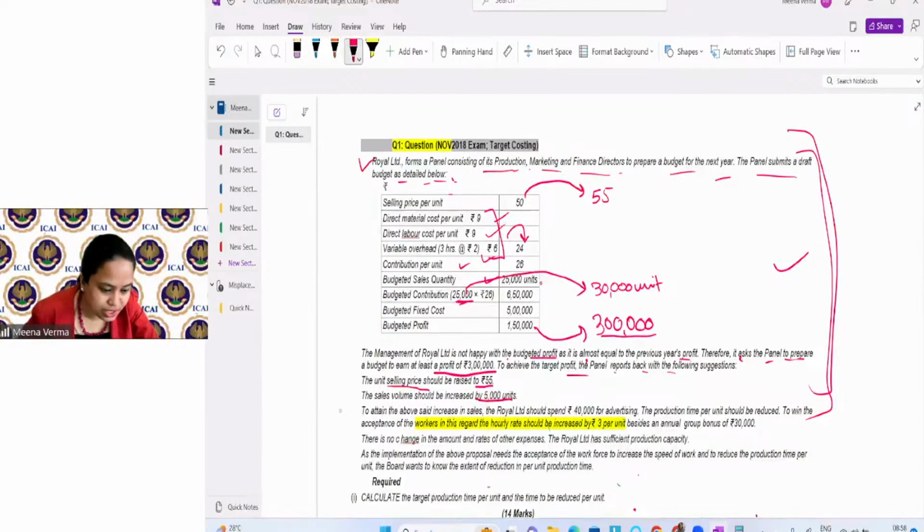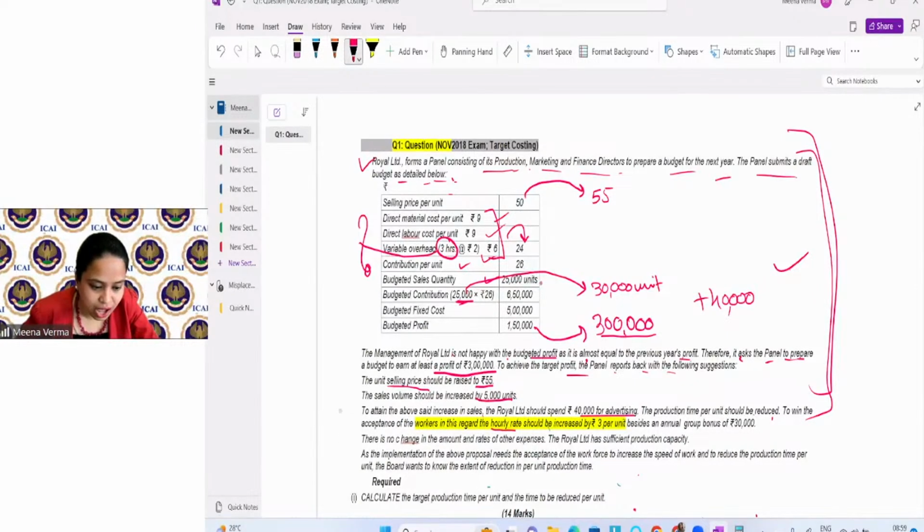Then what happened? To attain the above increase in sale, the Royal Limited should spend 40,000 on advertisement. So here the overhead cost is also increased by 40,000. Production time per unit should be reduced. The time they are taking to produce the goods should be reduced. They want to reduce this time. The production time per unit should be reduced to win the acceptance of the worker.